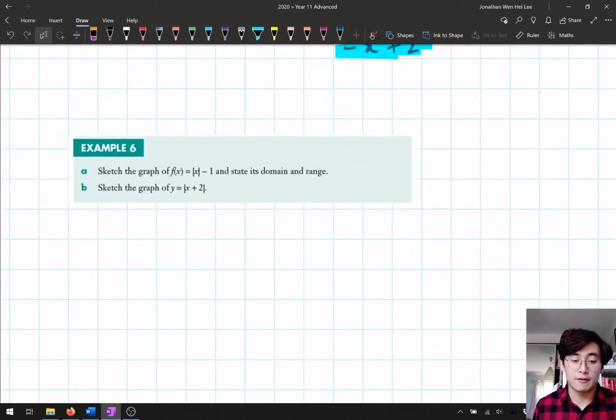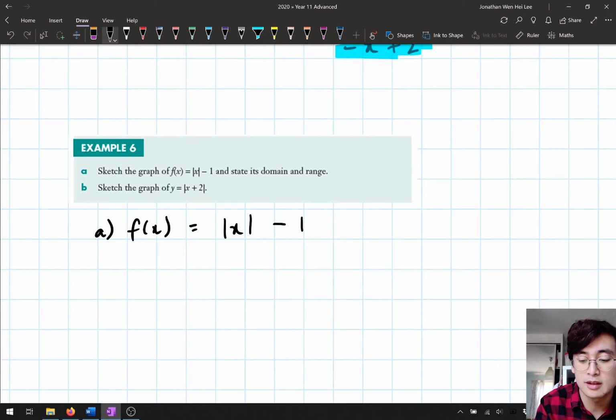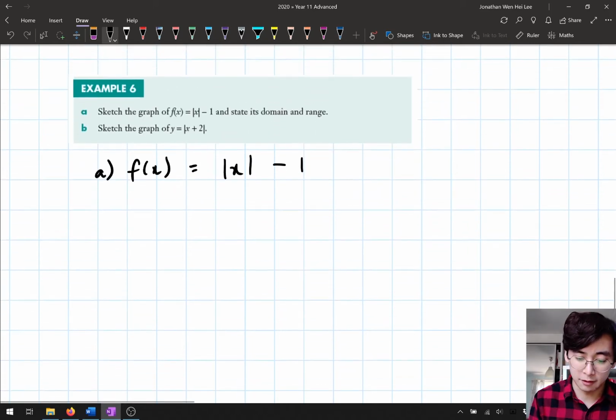We want to sketch the graph. The first part asks us to sketch the graph of f of x is equal to absolute value of x, minus 1. Now, if you notice here, that minus 1 isn't in my absolute value. So I can't just subtract that minus 1 from my numbers inside my absolute value and then take the absolute value. I need to do that minus 1 after I've taken the absolute value. So let's do a table of values again.